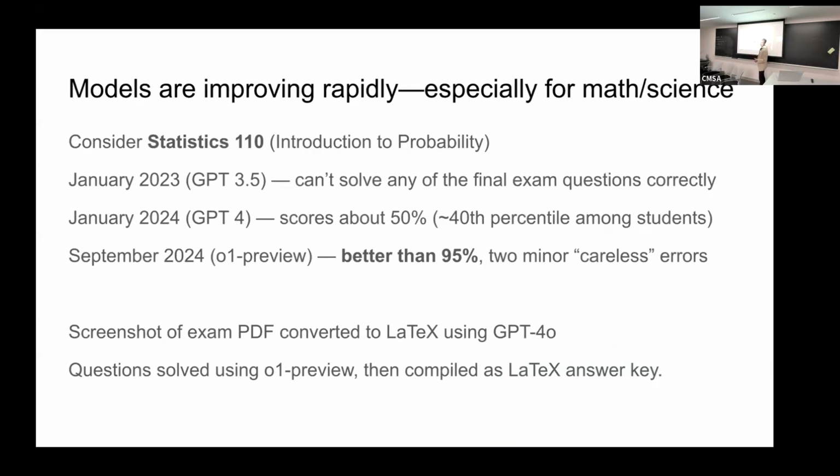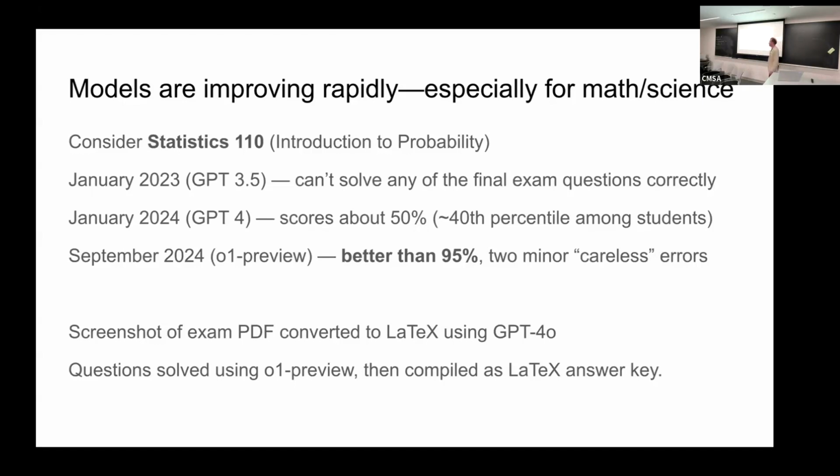They scored about 50%. And a 50% score on his final exam was in the 40th percentile of Harvard College students. So GPT was scoring better than 40% of Harvard undergraduates. But now with O1 Preview, and again, if you are doing anything in math, any multi-step reasoning, O1 Preview now, 9 months later, scored better than 95% on the first attempt.